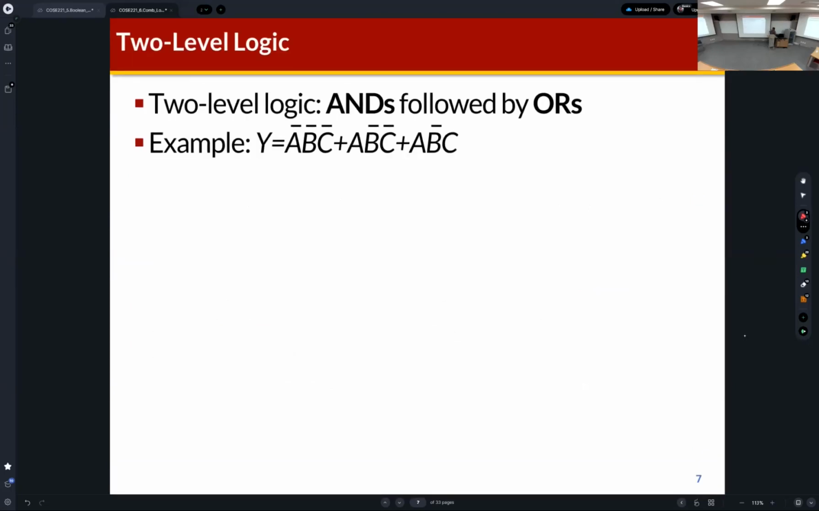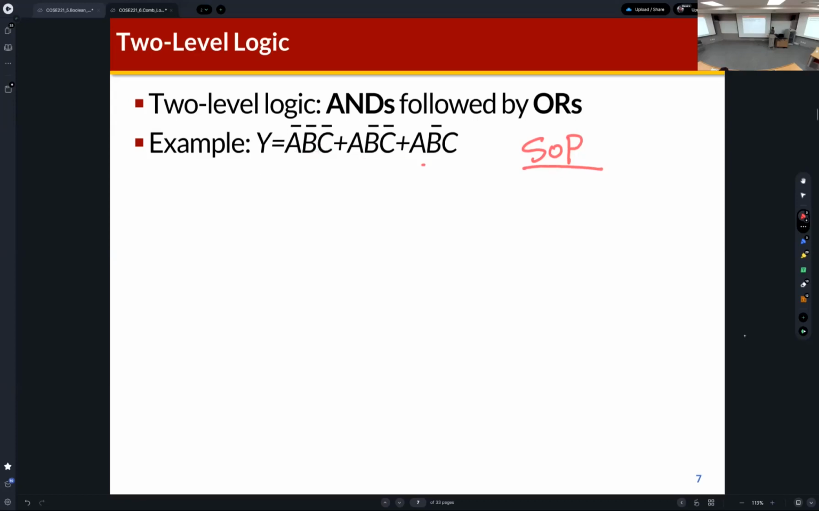Okay, and then we also frequently use two-level logic. Two-level logic means that we represent the Boolean equations using two steps of basic gates. So here is an example: AND followed by OR. So what is this form? This form is the SOP form, sum of products. The sum of the product terms.